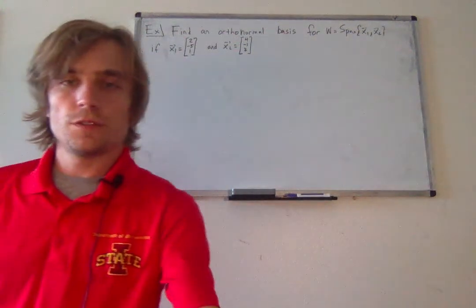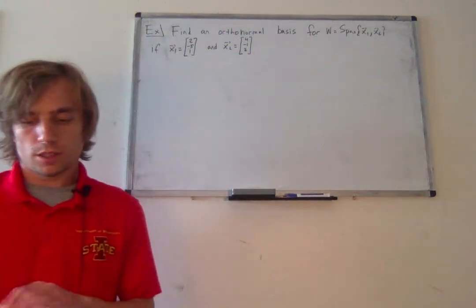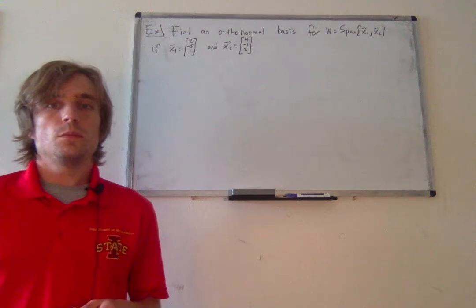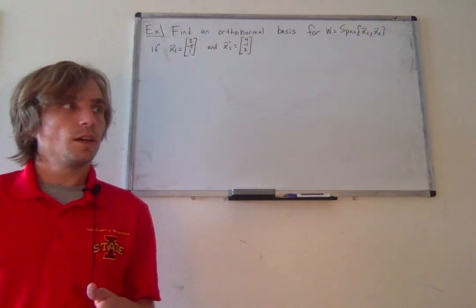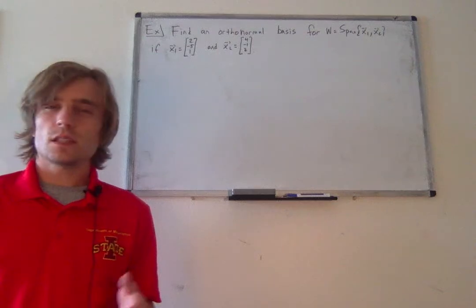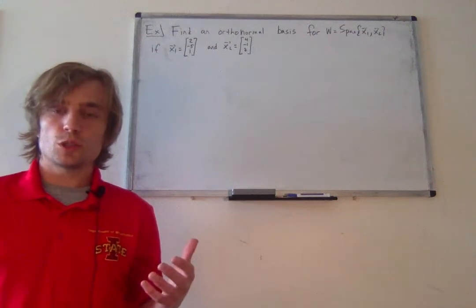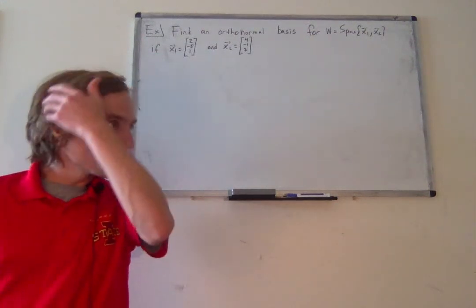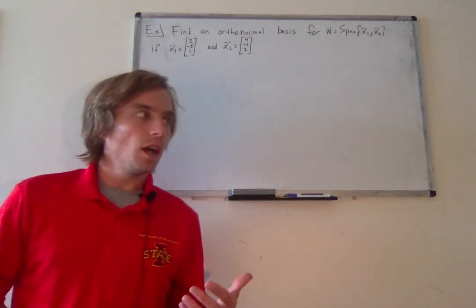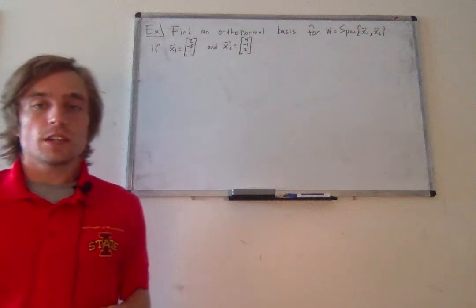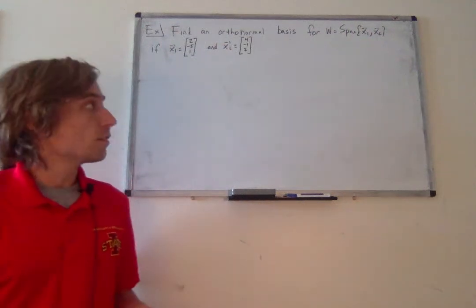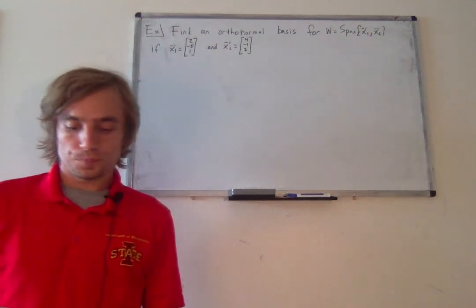Hello, so this is video number 2 of section 6.4. Like I promised, in this video we're going to use the Gram-Schmidt process, which we learned last time, to calculate an orthonormal basis for a subspace of R3.